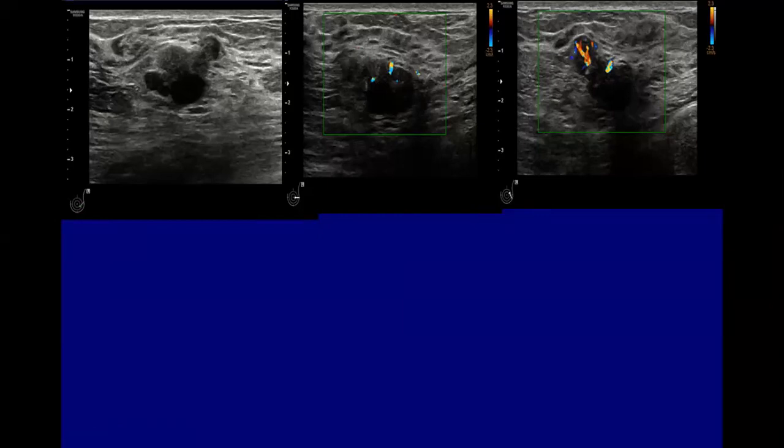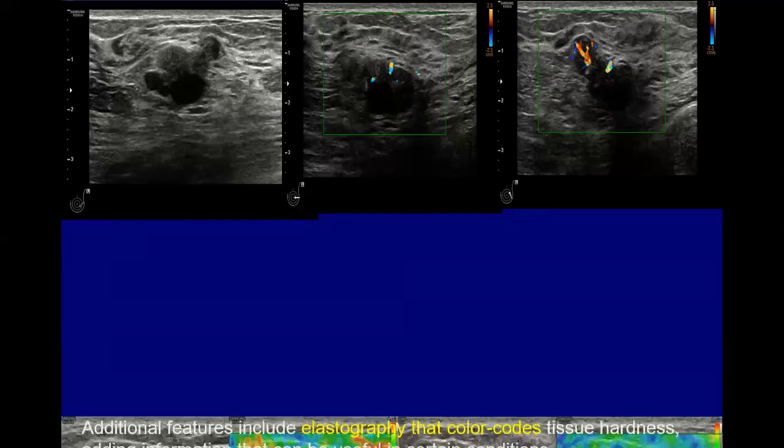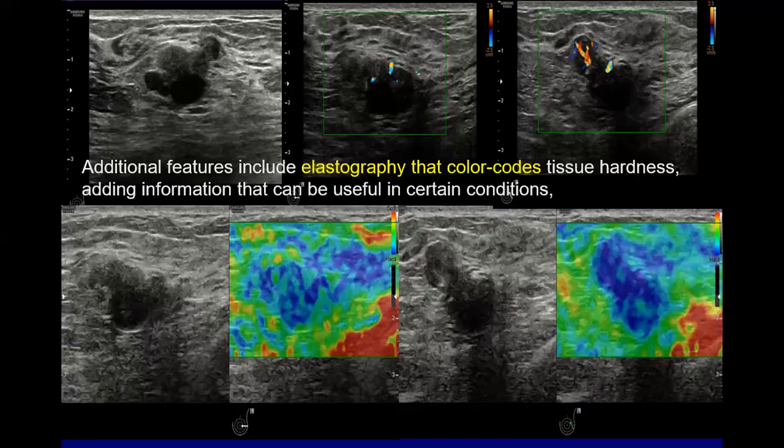What else can help us in the evaluation of this lesion? Elastography can also help. How does elastography help you? Yes, a great part of the lesion is hard, and the lesion on elastography is larger than the lesion on the grayscale.